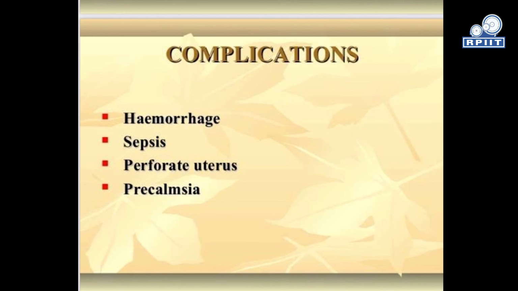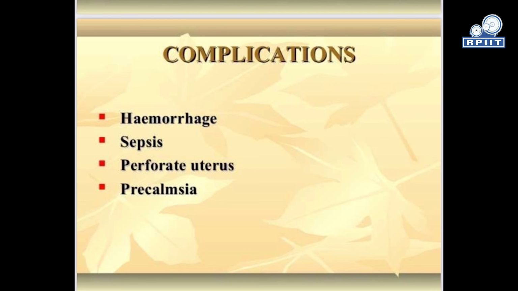Complications that arise are, first, hemorrhage, sepsis, perforated uterus and preeclampsia. Preeclampsia is a condition in which the BP of the mother is above 140/90 mmHg.